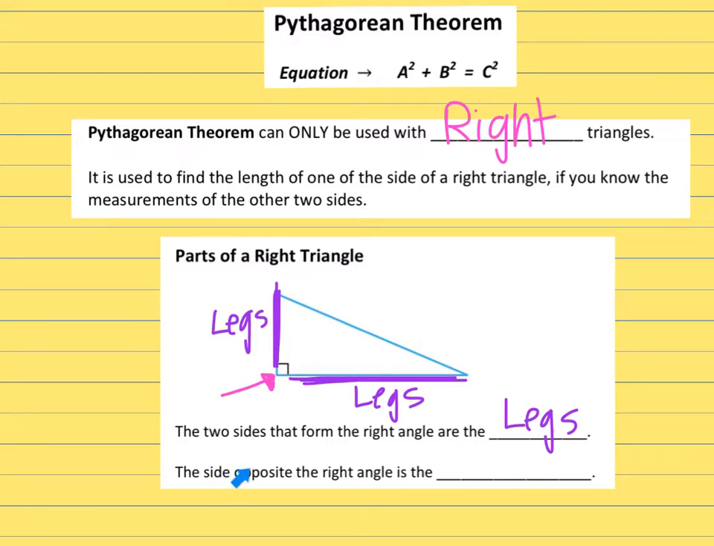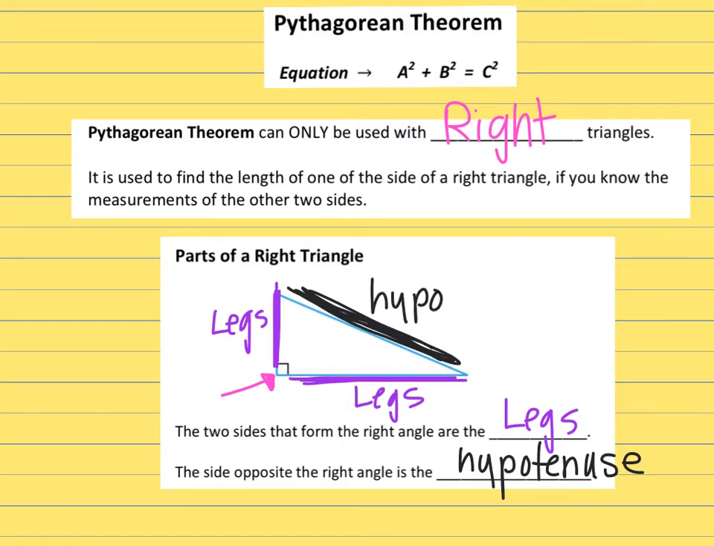Then the side that's opposite of the right angle is called the hypotenuse. The side opposite the right angle. Hypotenuse.